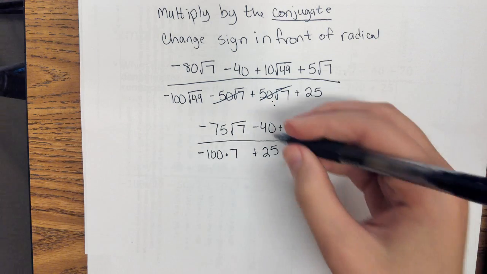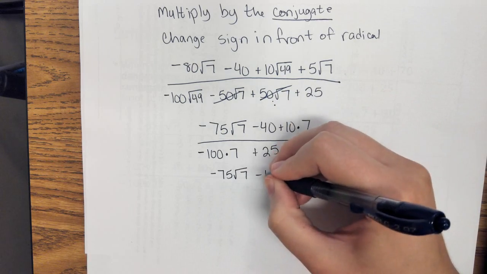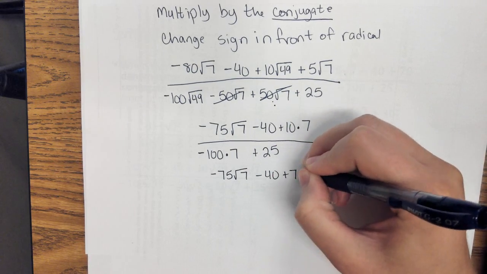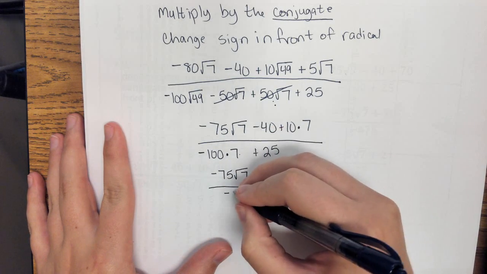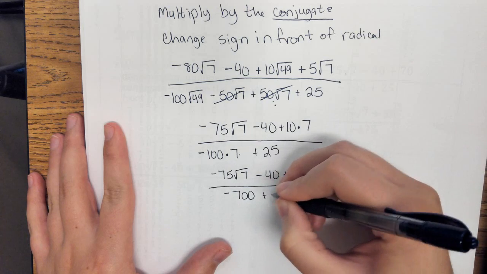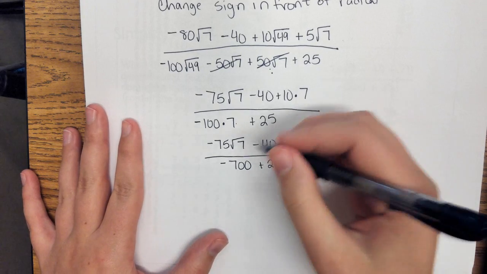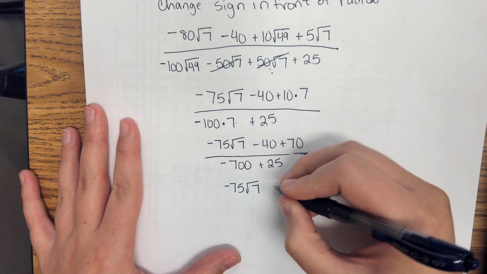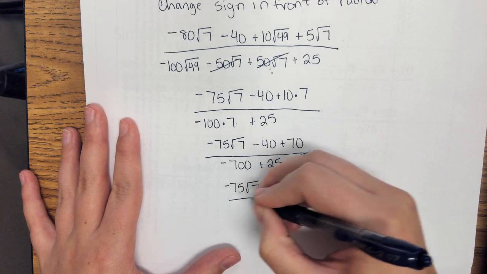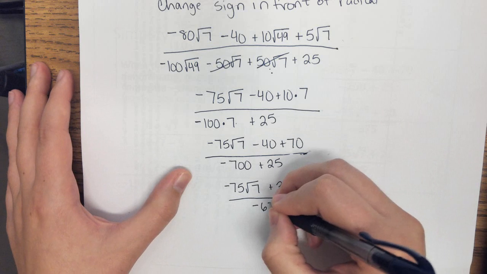So now I can simplify even further on the top. I still have negative 75 square root of 7. I have negative 40. I have 10 times 7, which is 70. On the bottom, negative 100 times 7 is negative 700. Big numbers, but you'll always have your calculator. And we still have a plus 25. So now I have some like terms I can combine. Still have a negative 75 square root of 7. Negative 40 plus 70 is a plus 30. And on the bottom, negative 700 plus 25, feel free to use your calculator if you need to, is negative 675.